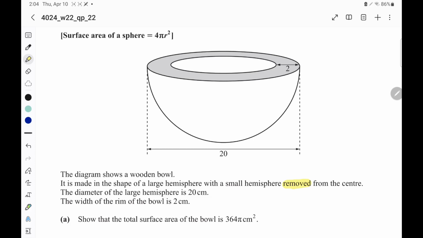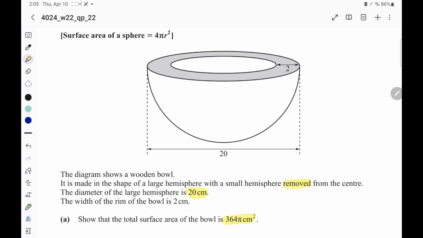The diameter of the large hemisphere is 20. It means that its radius is equal to 10. The width of the rim of the bowl is 2 centimeters. Show that the total surface area of the bowl is 364 pi square centimeters. It means that we'll have to leave our answer in terms of pi. Alright, so let's begin this question.